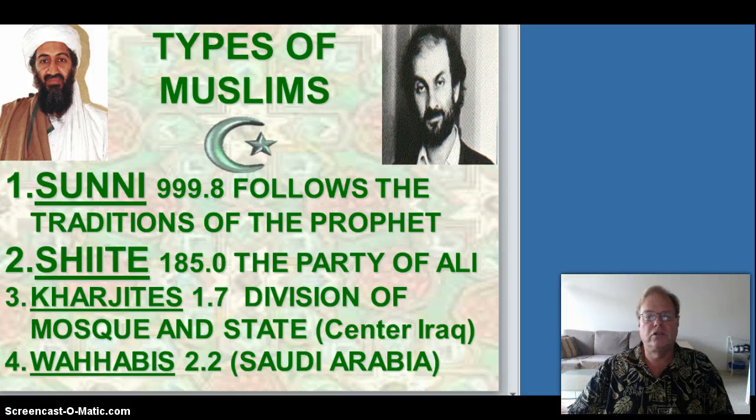Now, just like in Christianity, and as you can see, the crescent moon is on this slide as well, the Islamic community is broken up into several different divisions, just as Christianity is and most religions are. The main Islamic group is the Sunnis, which are the followers of the tradition of the Prophet, and they are about 1 billion strong. And then the next largest sect, of course, is the Shiites, and they're the party of Ali, and they are found basically in southern Iraq and Iran, and bits and pieces of Asia and the Middle East.